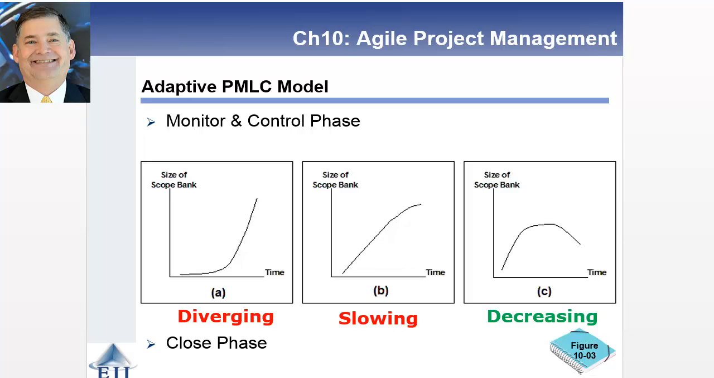In the third case here, C, you have a decreasing scope bank. So it spiked up as you were learning, but now it's going back down, and it's going back down at a good pace so that there is some confidence that you're going to be successful in this project. Once you get to the close phase, you've got to make a determination whether you're going to continue the project or not, or go back for another cycle or release an intermediate release to your customers.